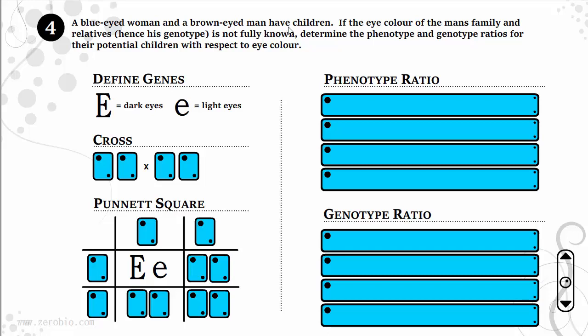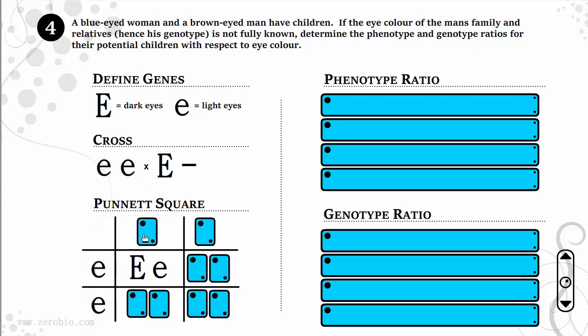And so what we're going to do is, in the cross, put down that this is the woman. The woman with blue eyes is going to be there. And for him, because he comes second in the question, I'm putting him second there. We know he's going to have a capital E, but we don't know the other gene for sure. So I'm going to use a dash. You could use a question mark or an X or whatever you want as a placeholder for this unknown gene. I like to use a dash. So we're going to put these into the Punnett square, and we'll have little e, and little e and the dash.